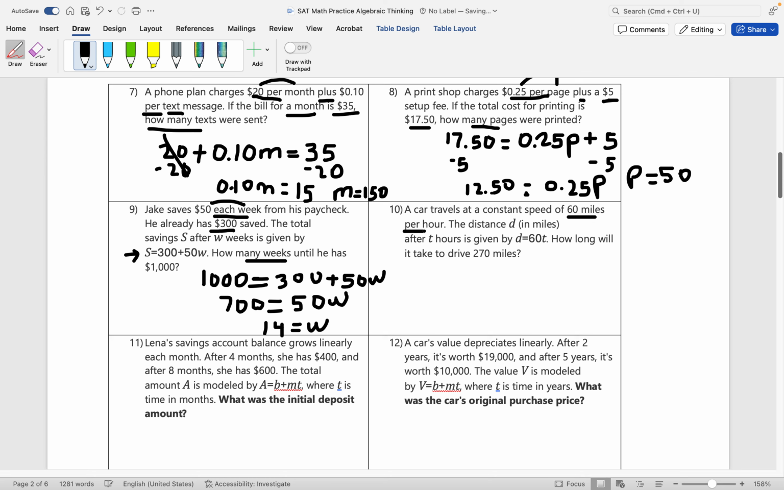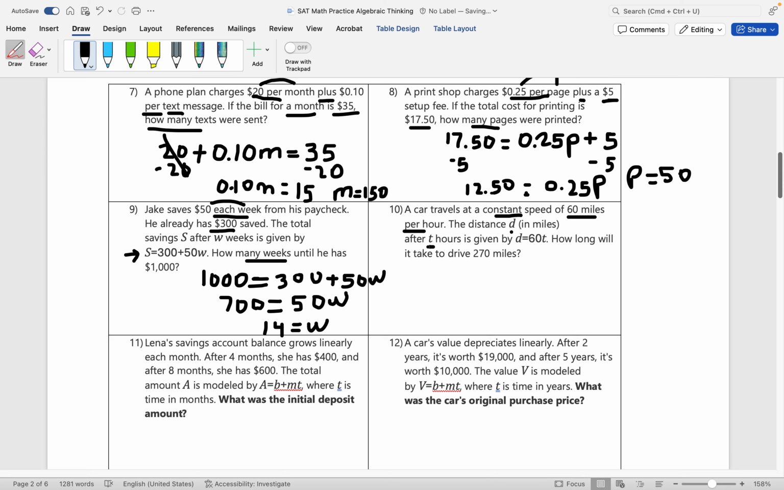All right, so a few things. We know per means multiplication, so 60 times the hours. When you see the words constant speed, that's your rate of change. Okay, so that's your rate of change, which is another word for slope. The distance D in miles after T hours.